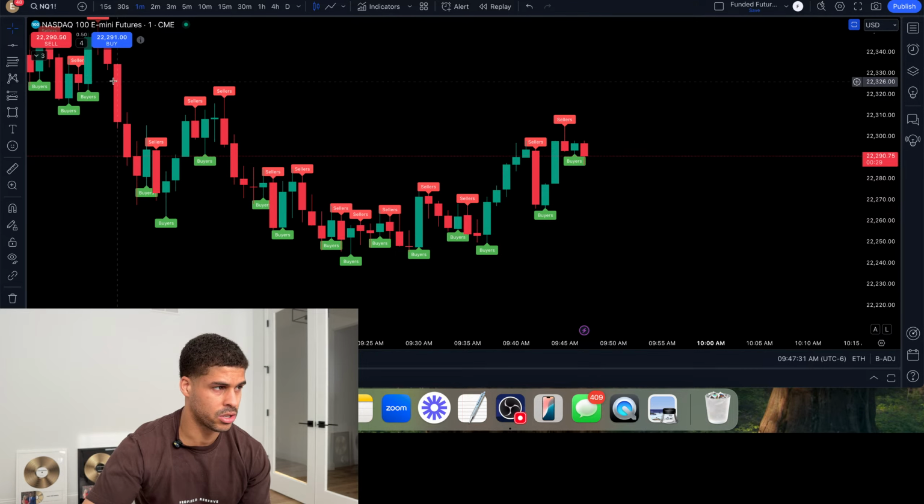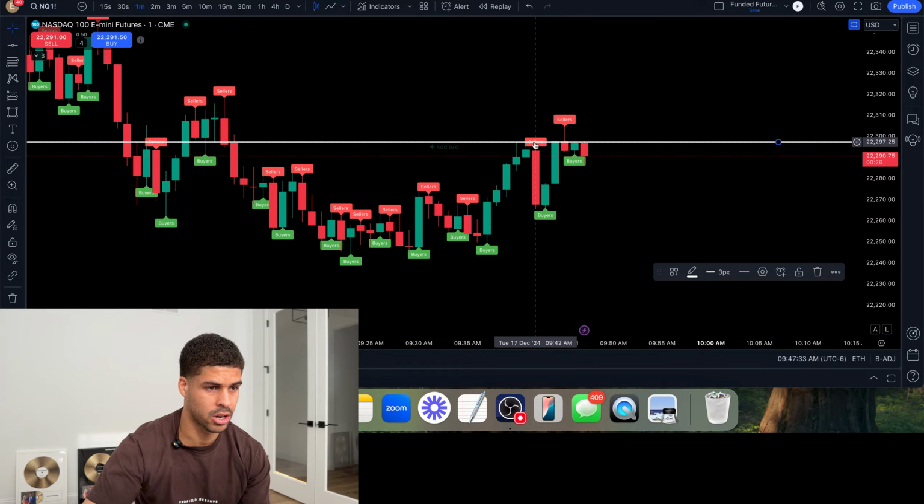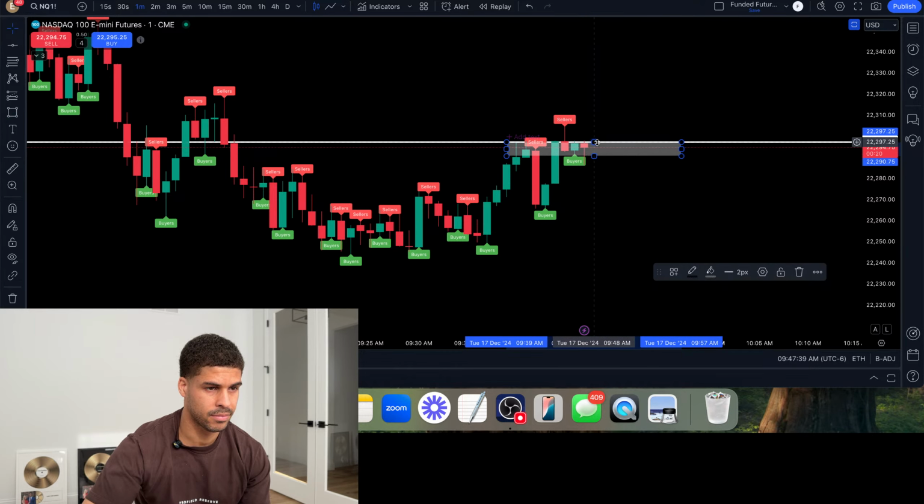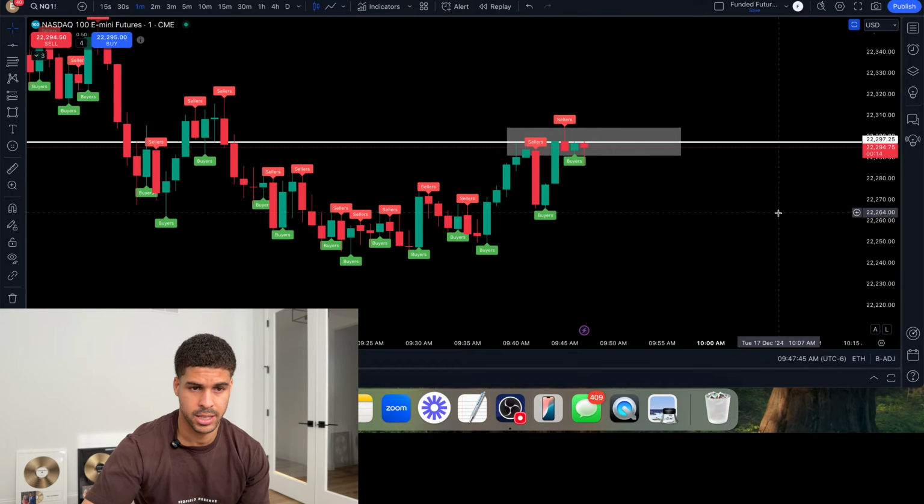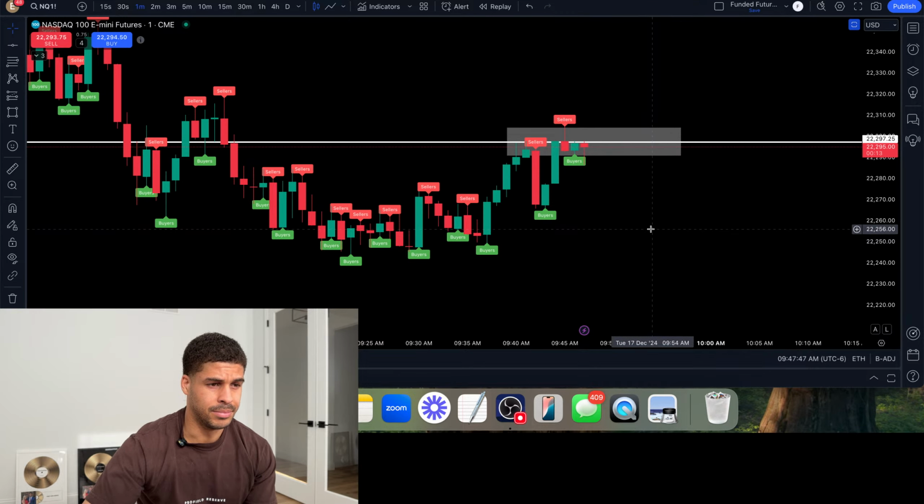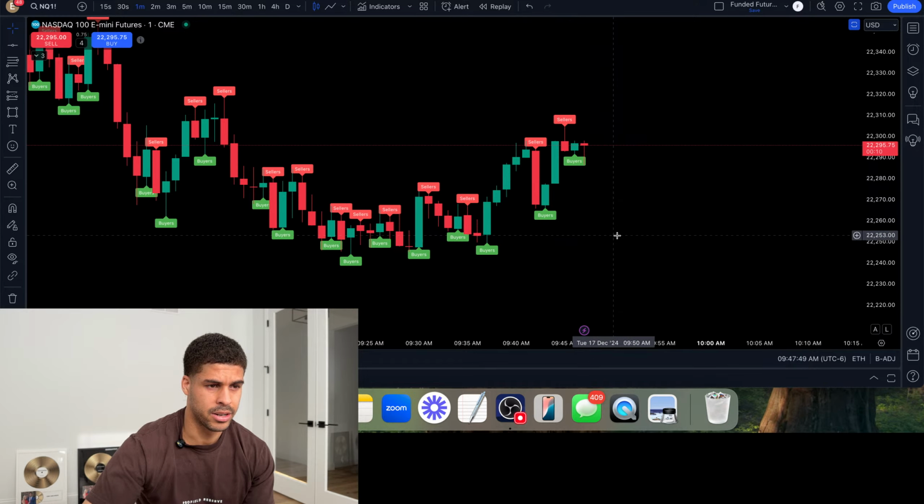I am seeing sellers hold at this level though. So let's just call it right there. This little region of price, I'm seeing it hold. Now I could be wrong, but all up in here, I'm seeing sellers push price down. Maybe right here, push price down. So we don't have any clear, decisive movement yet.